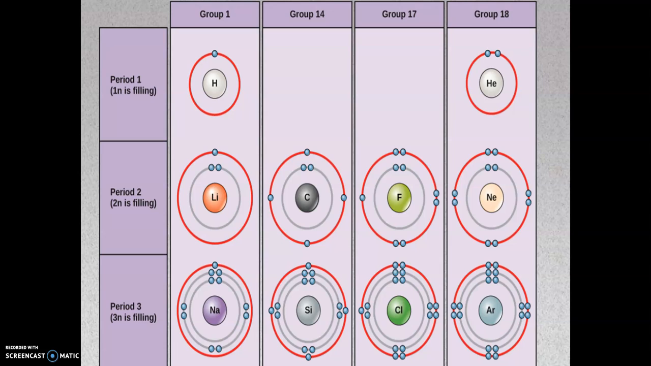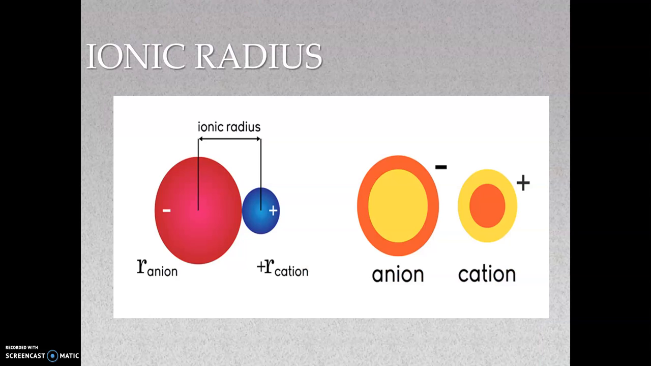So, what is the general trend in atomic radius? Down the group, atomic radius increases, and along the period, atomic radius decreases. Then let's go to ionic radius. What is ionic radius? It is the internuclear distance between anion and cation. What is anion? What is cation? If an atom donates electron, it becomes cation. If an atom accepts electron, it becomes anion.